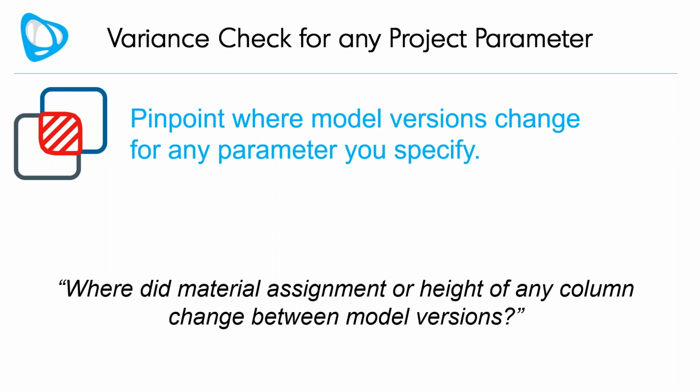We don't care about all those other changes or if geometry has changed. We specifically want to know if a material assignment or the height of a column changed between 2 model versions. So we're being very, very specific. And so let's go through a simple example.